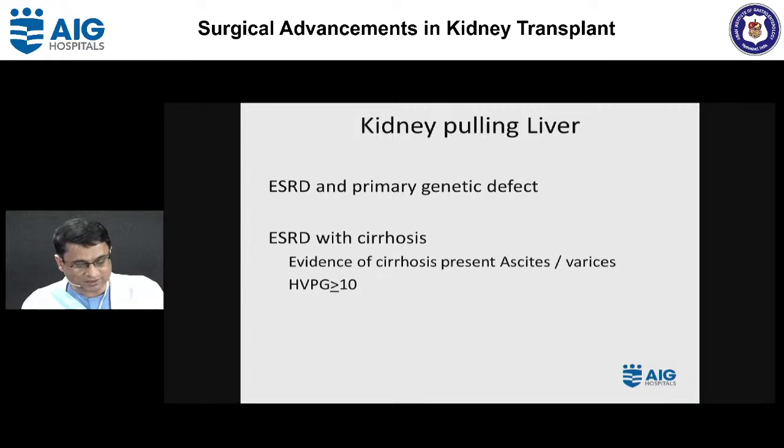Kidney pulling liver, these are very good patients. You can give very good results, especially the end-stage renal disease where you have a little bit of cirrhosis. Here the evidence of cirrhosis might be just ascites or varices on endoscopy. And when you do the hepatic venous pressure gradient, if you find it more than 10, doing a kidney transplant alone would be risky. So it's always combined with a simultaneous liver kidney transplant.